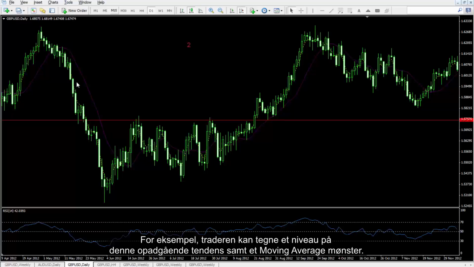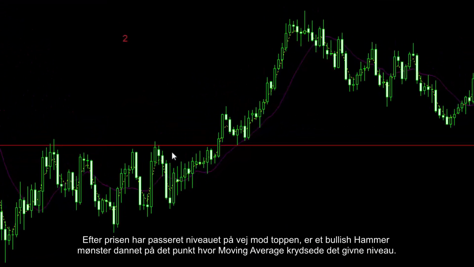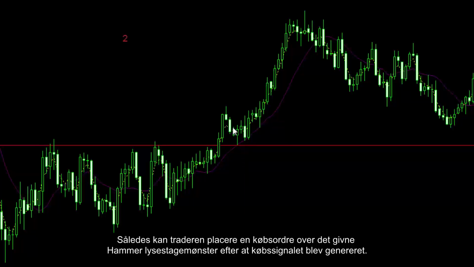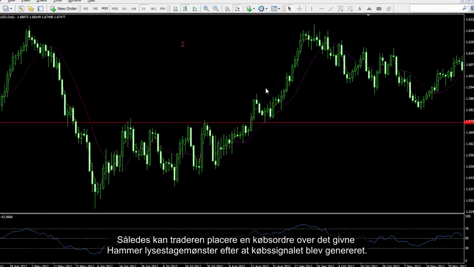For instance, a trader can draw a level on this uptrend as well as a moving average pattern. After price has passed the level towards the top, a bullish hammer pattern has formed on a spot where the moving average crossed the given level. Thus, a trader could place a buy order over a given hammer candle pattern after buy signals were generated.